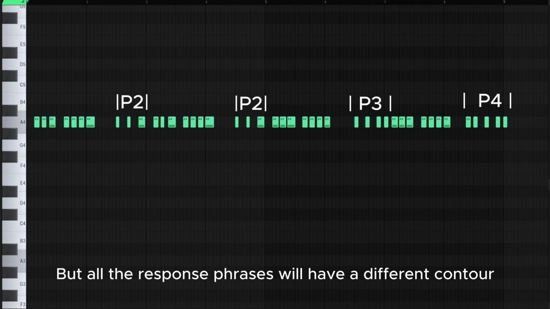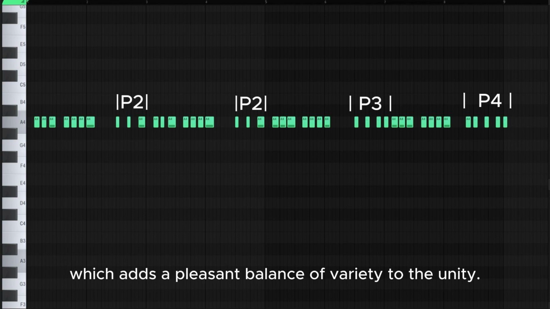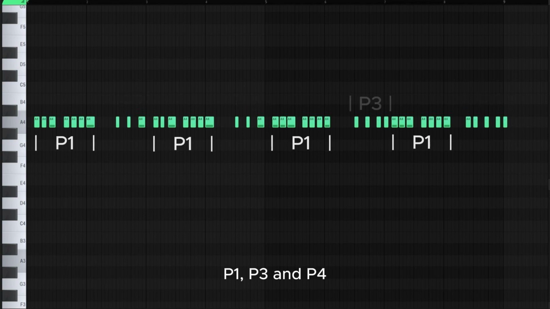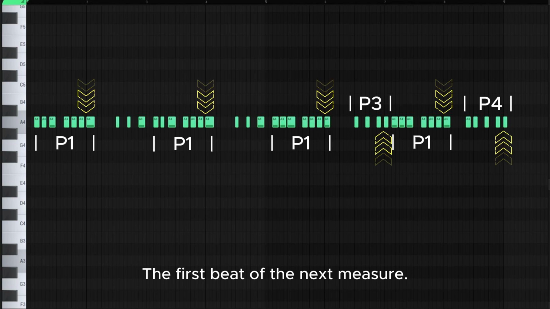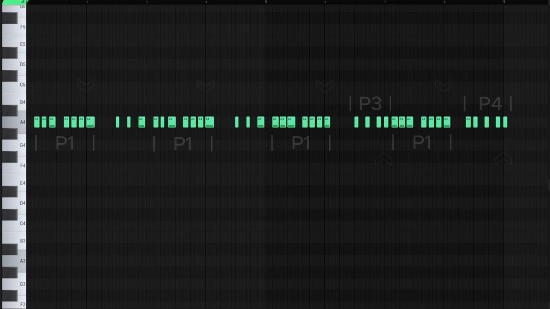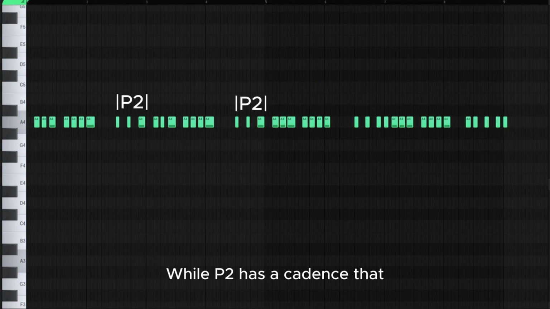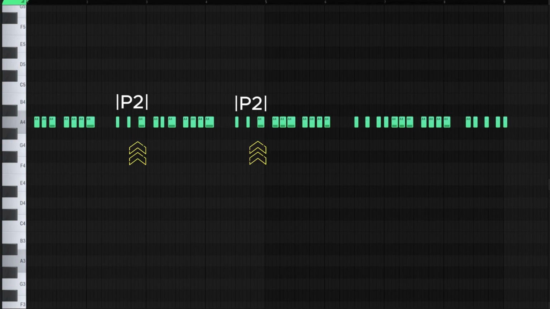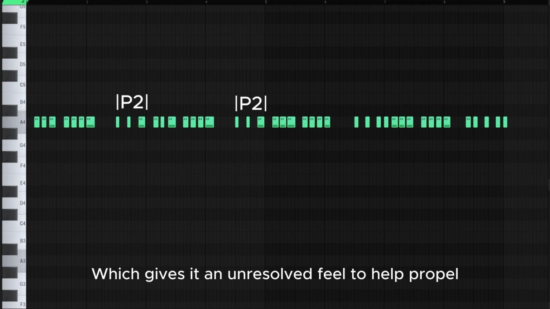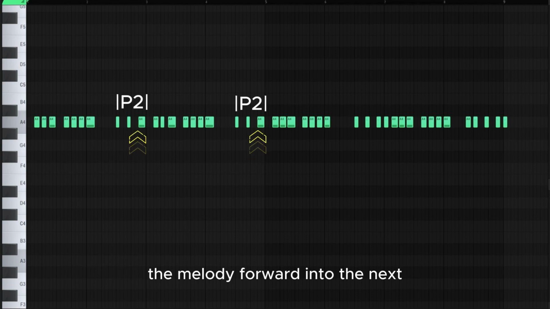But all of the response phrases will have a different contour which adds a pleasant balance of variety to the unity. P1, P3 and P4 all have cadences that end on a metrically strong beat, the first beat of the next measure, while P2 has a cadence that ends on a metrically weak beat, the offbeat after the fourth beat in that measure, which gives it an unresolved feel to help propel the melody forward into the next call and response pattern.